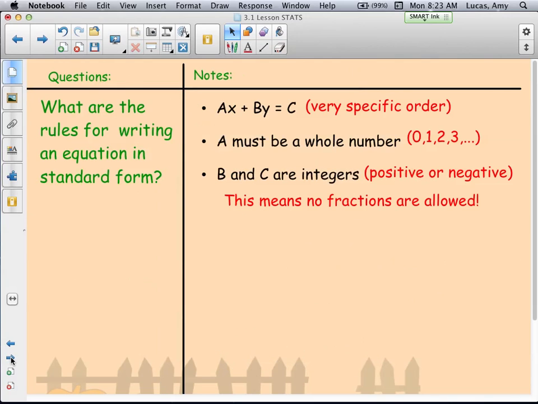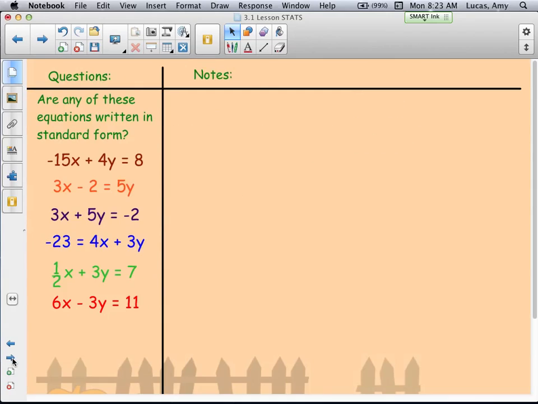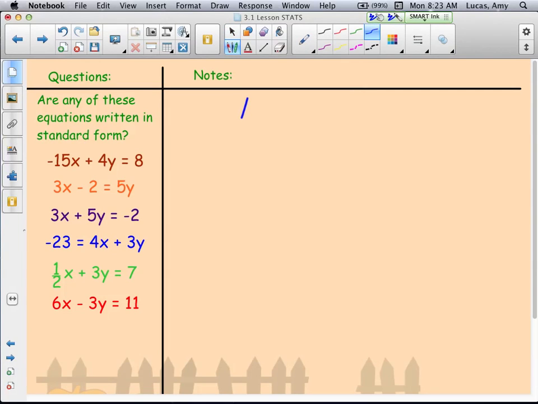Okay, what are the rules for writing an equation in standard form? So, here you go again. I pretty much wrote these on the last page, but as you can see, I kind of emphasized. So a must be a whole number, so it's an integer, but it can't be negative. And then b and c are integers, positive or negative. No fractions are allowed for any of them. Now, are any of these equations written in standard form? So, I'm going to put my standard form up here again.